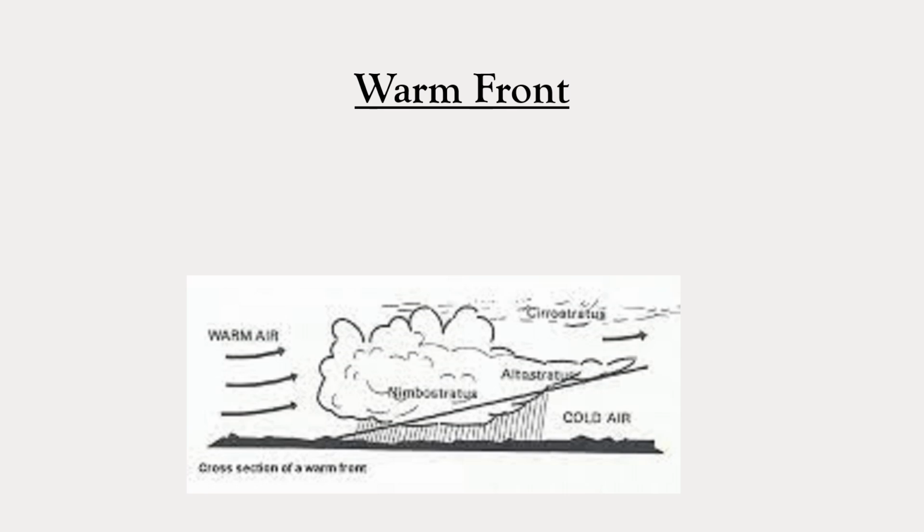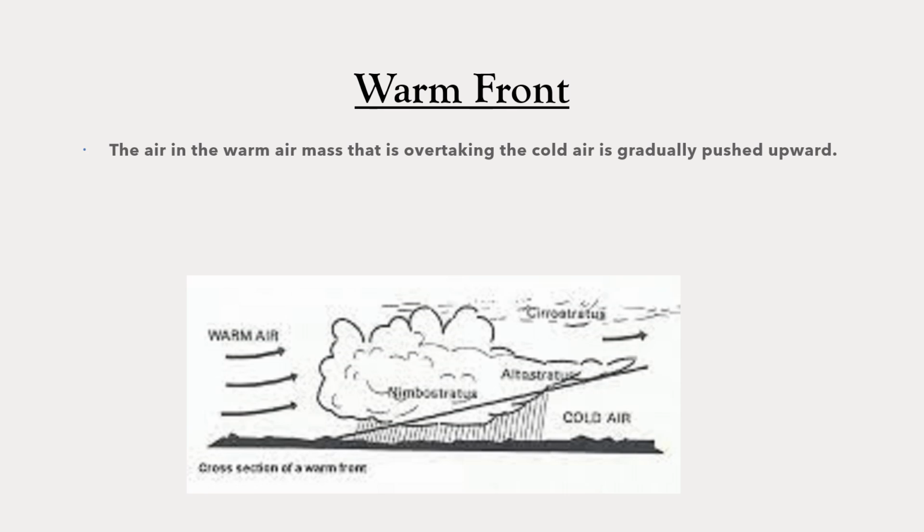A warm front is when the warm air is moving in and displacing cold air. So the warm air in this case, instead of pushing under that cold air like the cold air did, will tend to go over the top of the cold air. It will be the warm air that's moving in that tends to get pushed up, but it tends to get pushed up much more gradually than in the case of a cold front. That causes different types of clouds to form and different types of precipitation situations.